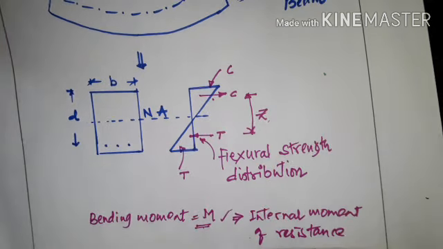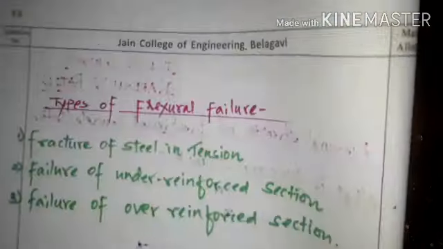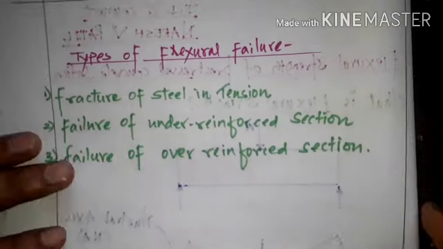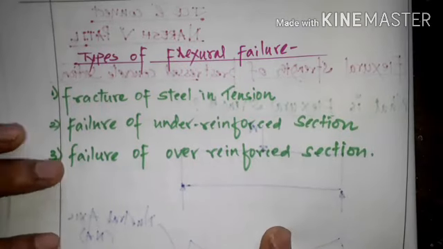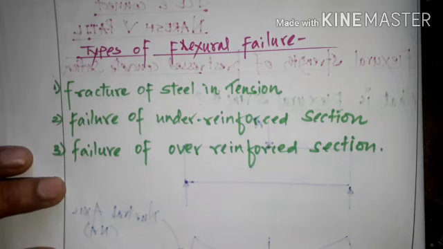Now we'll talk about failure. Just now we discussed how the section will fail. We have to take care how the section will fail. So we'll discuss that also in today's lecture. There are three types of flexural failure in pre-stressed concrete sections.